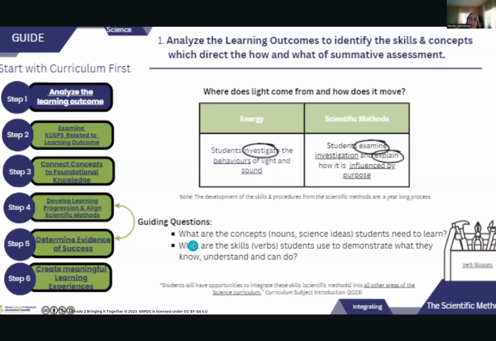Then what you want to do is look at your verbs, because that's what you're assessing. That's what students demonstrate: what they know and understand and can do. Here we see investigate. So it's all through investigation that students will be demonstrating the behaviors of light. And we're going to look at that example, or the behavior of sound. And then they examine investigation as well as explain its influence by purpose.